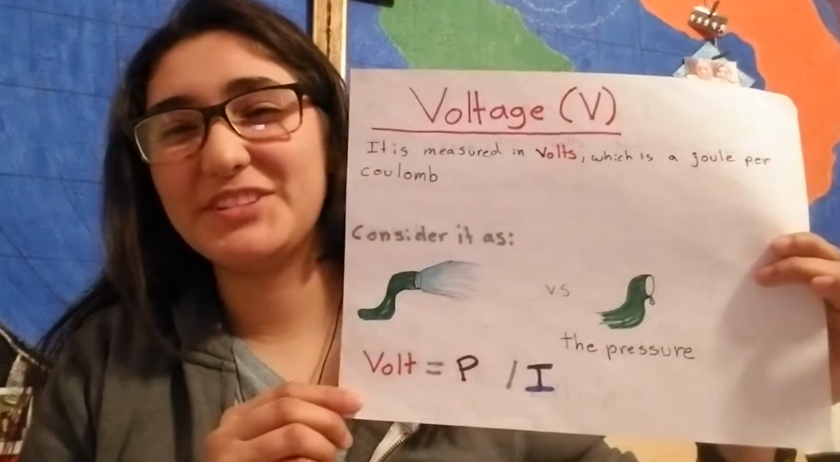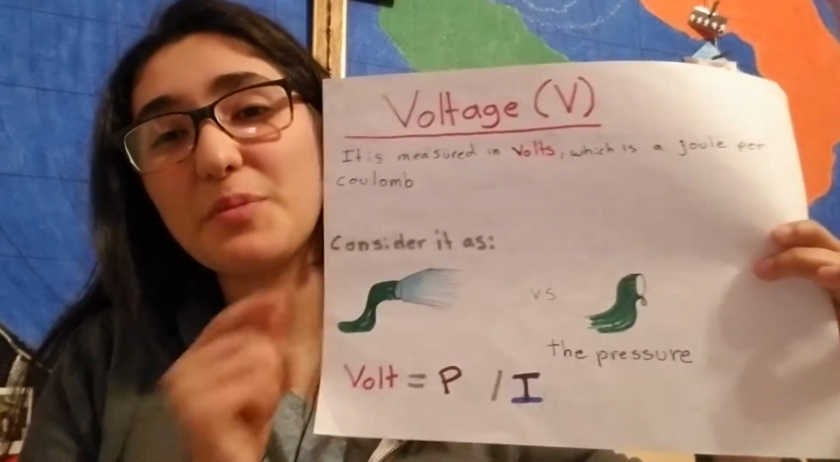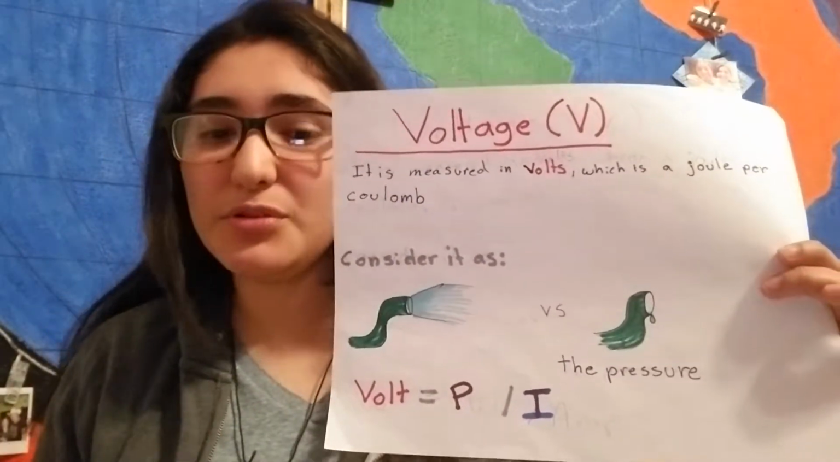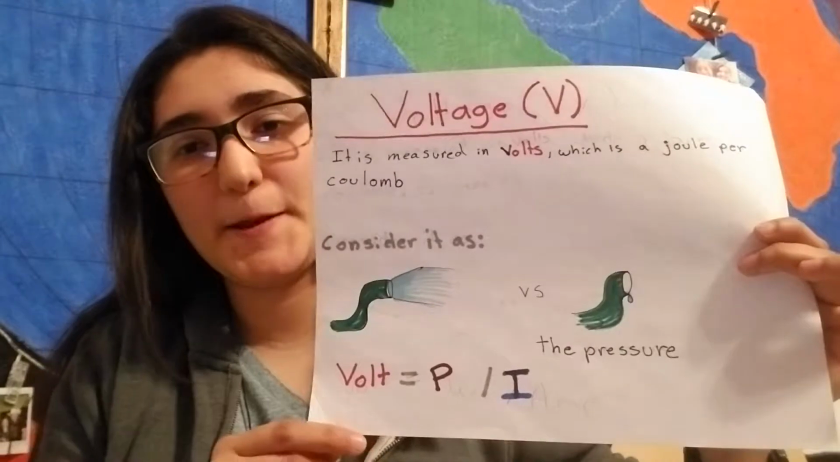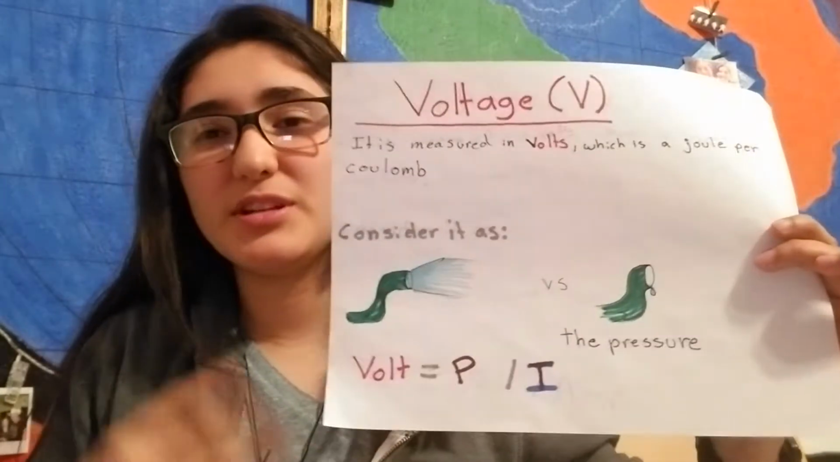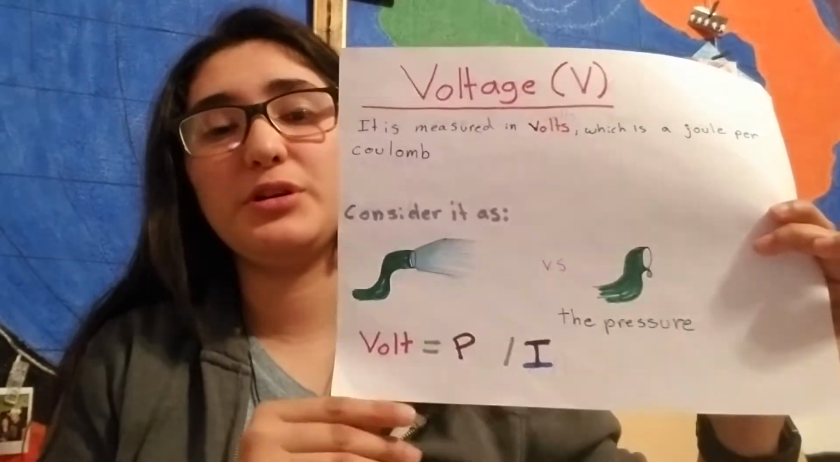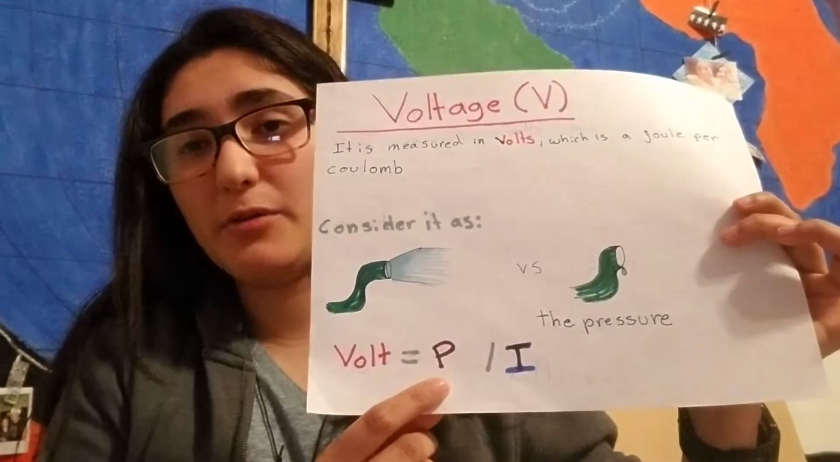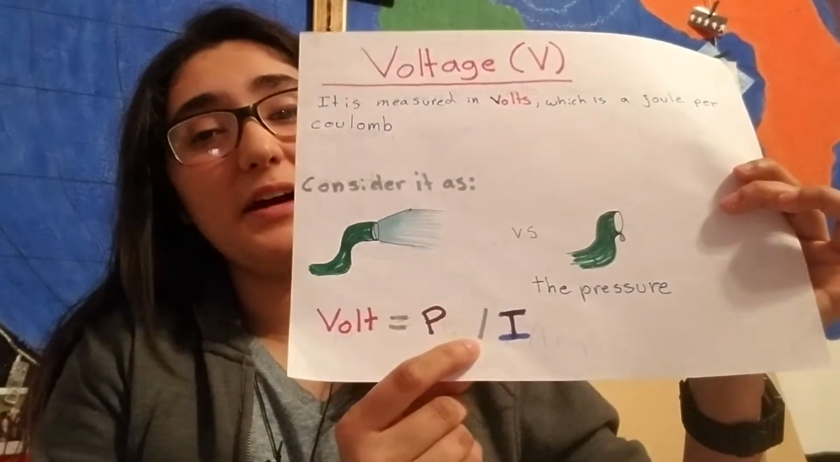Which brings us to our last one, voltage, which is represented by the letter V. It is measured in volts, which is 1 joule per second. Consider it as the pressure with which the water is flowing through. Therefore, to calculate our voltage, we have our power, or watts, divided by our current.